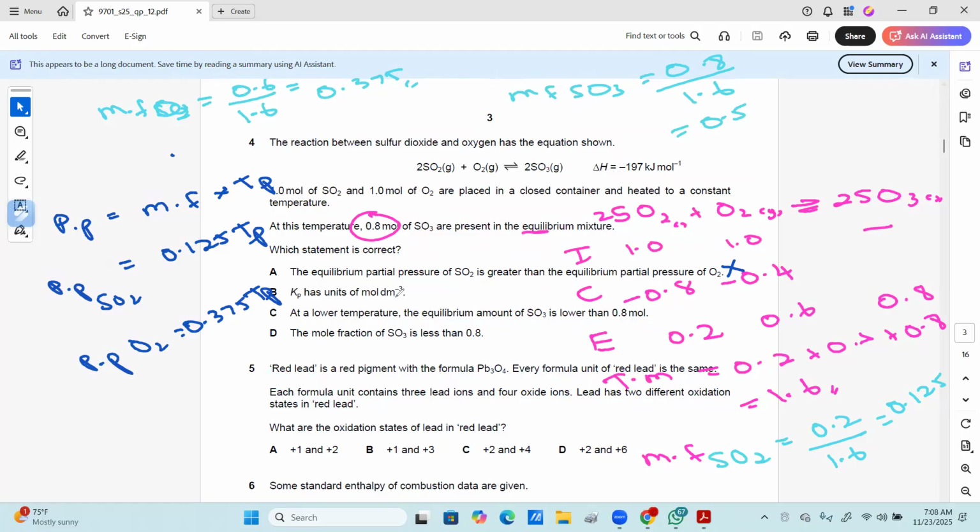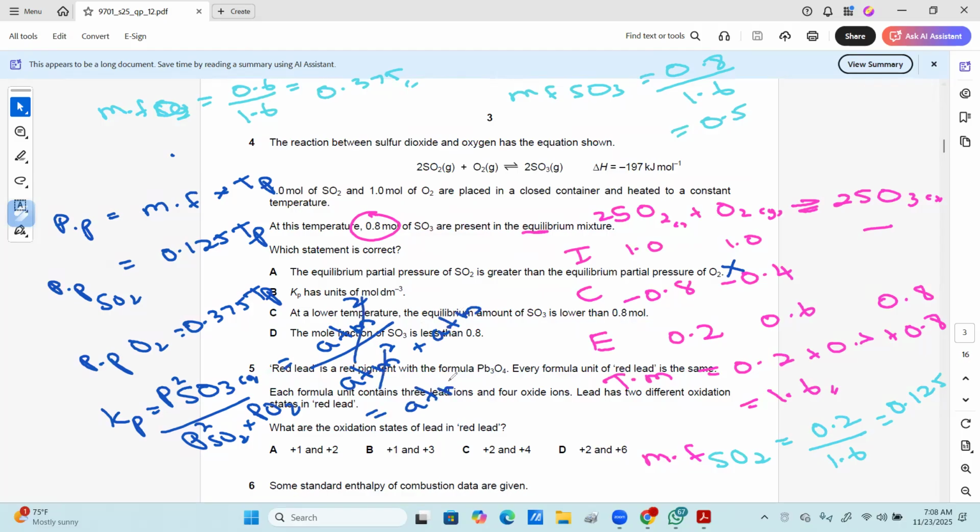Kp has units of moles per cubic decimeter. So if I write the Kp expression, I can write it as P SO3 gas divided by P SO2 into P O2. So each one has units of atm. So if I take the units, I can cancel out atm and the unit will be per atm. Therefore, the second one is also wrong.